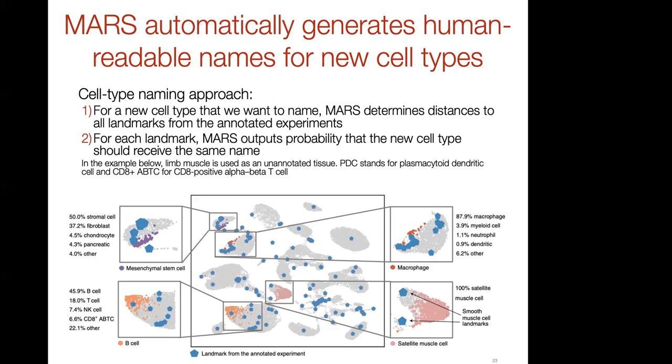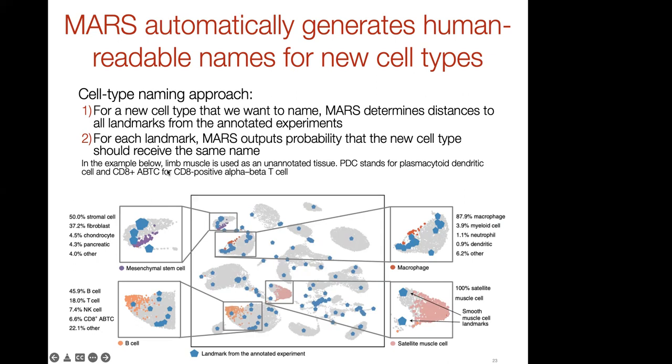What Mars can do, by relying again on cell type landmarks, is provide human interpretable names for the cell types that it has discovered as possibly being candidate new cell types. And how does that work? It has two important steps.